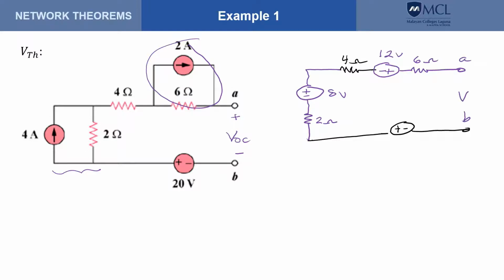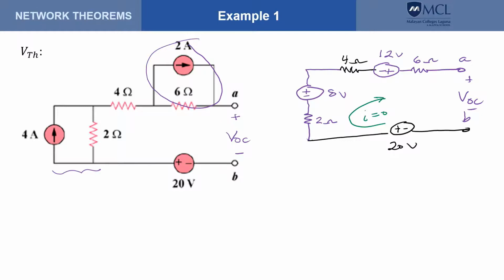So this is our VOC, and this is 20 volts. Notice that this is an open circuit, and therefore there is no current in this loop. So the current here is 0, but we can still write KVL. Doing that, that would give us this one.